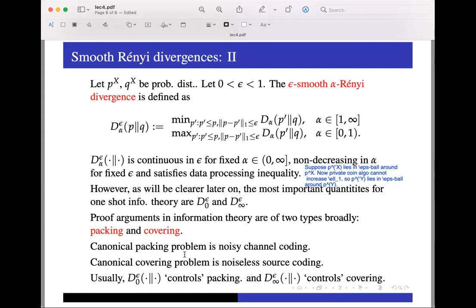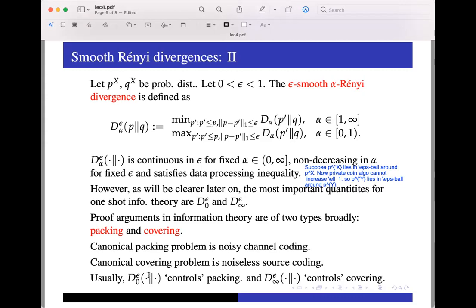Now the canonical covering problem is noiseless source coding. We actually saw a proof of Shannon's noiseless source coding theorem in the asymptotic IID version. And it turns out that it can be viewed through the covering paradigm, and it's a canonical covering problem. One can look at generalizations of noiseless source coding, and all of those generalizations are of the covering paradigm.